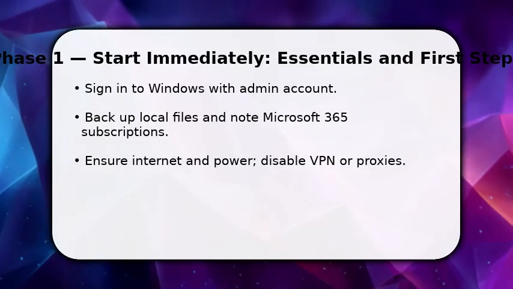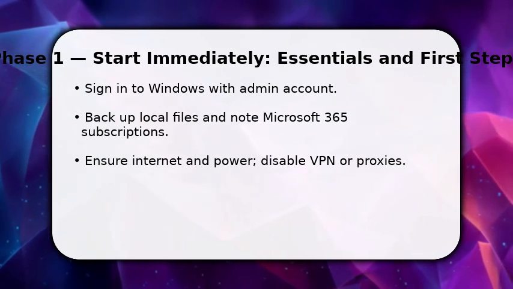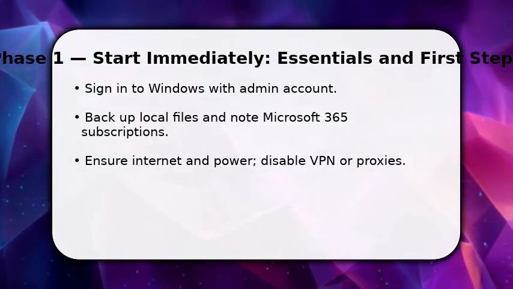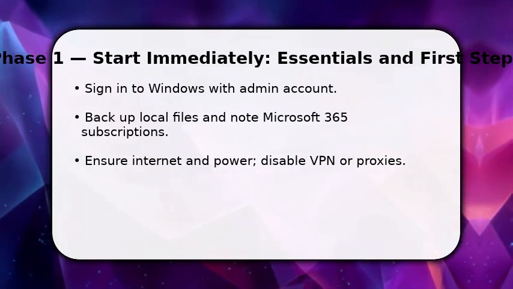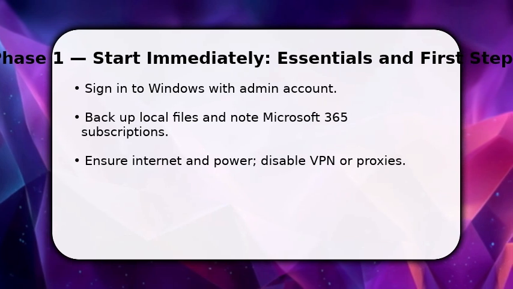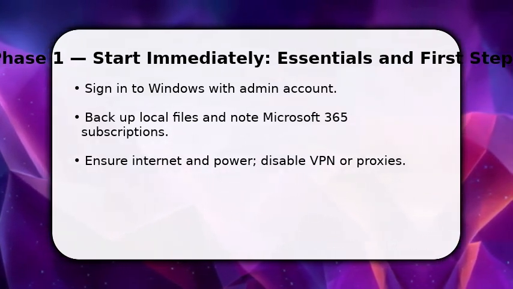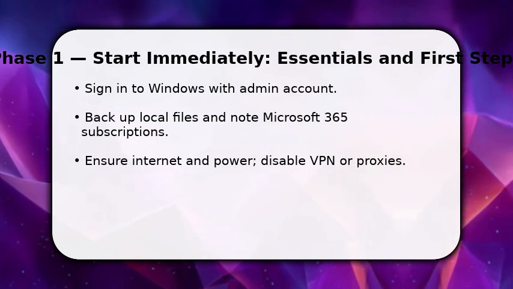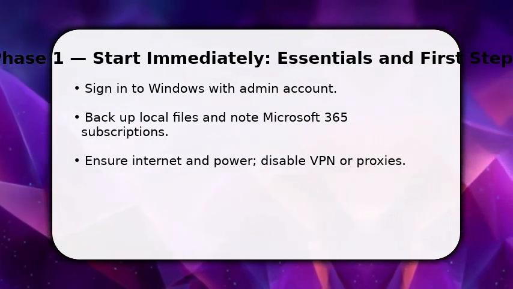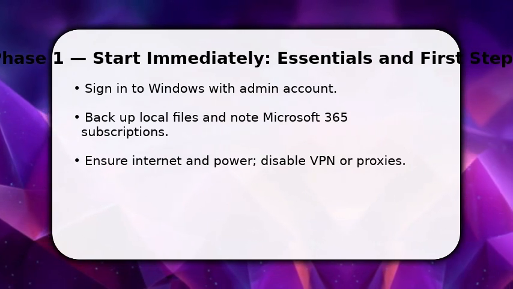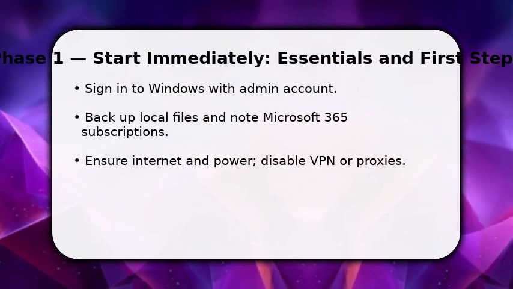You'll begin by confirming prerequisites and taking the first actionable steps now. Sign into Windows with an administrator account because only admins can remove accounts and apps. Next, locate any active Microsoft 365 subscriptions and backup documents stored in OneDrive or locally. Once done, open Settings, go to Accounts, and prepare to remove the Microsoft identity. Make sure Internet is active so license checks don't block removal.